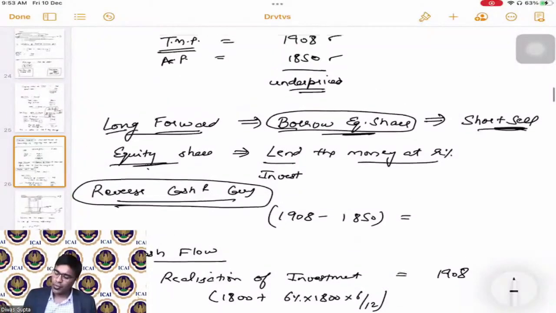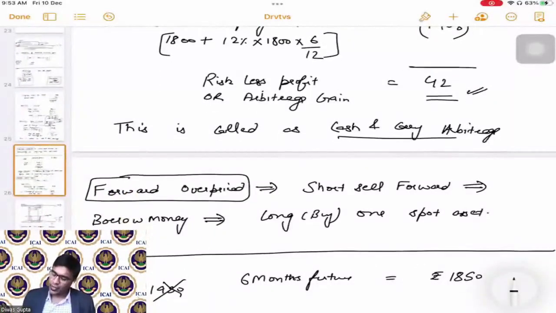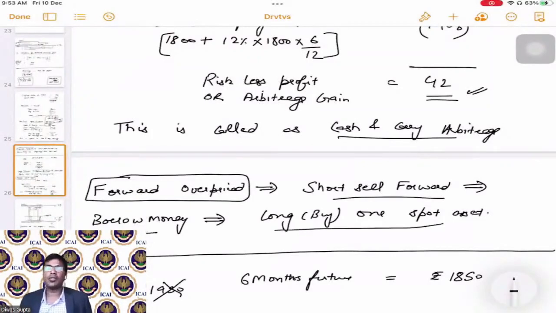But this is the cash and carry, right? Forward is overpriced, short sell forward, borrow money, and long one spot. This is called cash and carry, correct? Because you have borrowed the cash and then you are carrying the asset. Simple. Namita, your question is also not complete. It's just coming in as reverse cash. That's all. So I have explained the reverse cash again.